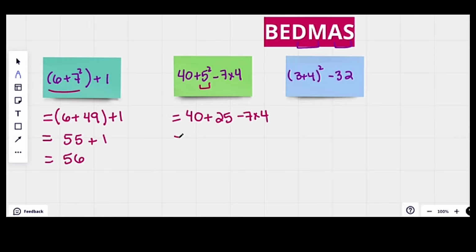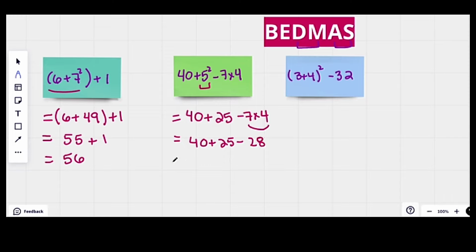Okay, next line. So we look at our equation, and based on BEDMAS rules, what would come next? Well, multiplication comes before addition and subtraction. So we're going to take care of that, which means that we just carry everything else with us until we get to it. Okay? All right, we're doing the multiplication. So what's 7 times 4? 28.